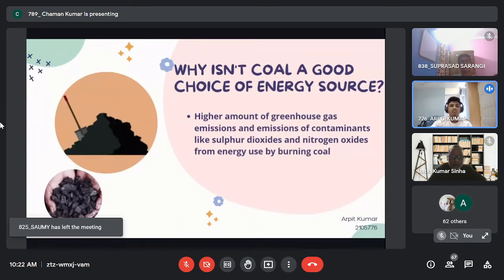Coal is a non-renewable energy source which is formed from decayed plant matter that accumulated hundreds of millions of years ago. It is also obtained through a process of mining. Some environmental concerns associated with the use of coal are: it has the highest level of carbon of all the fossil fuels. This means it produces a higher amount of greenhouse gas emissions from energy use, which is bad news for our planet. Pollution caused by emissions of contaminants such as sulfur dioxide, nitrogen oxides, and mercury, which affects human and environmental health. Now I would like to call Bhavya to continue the presentation.